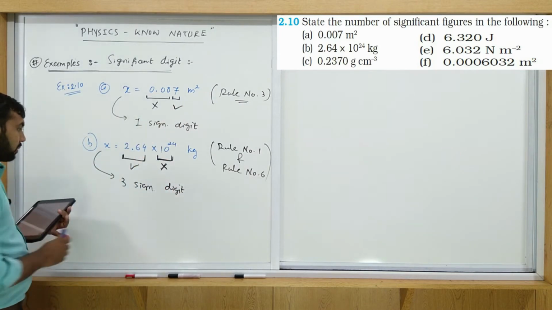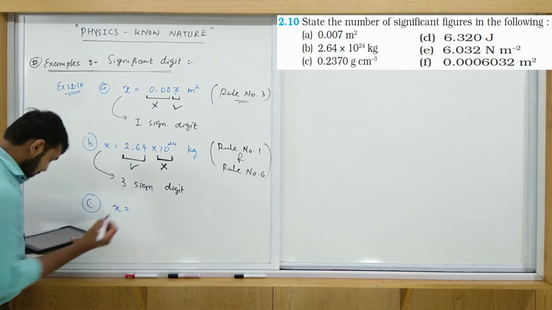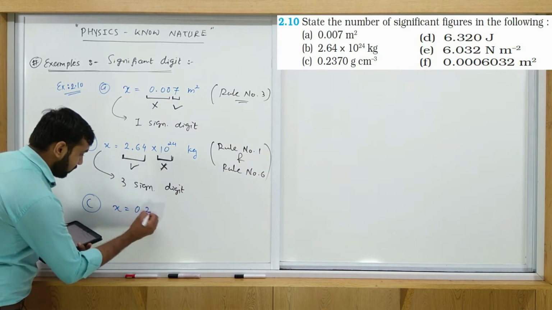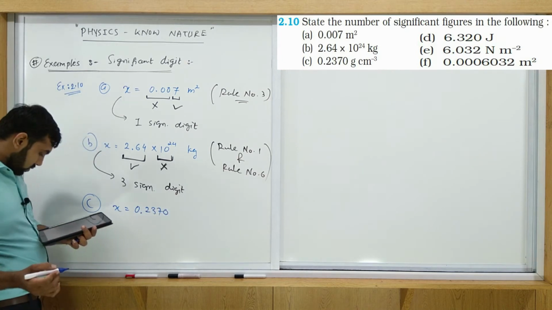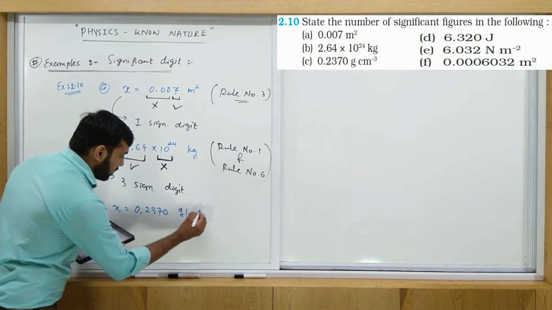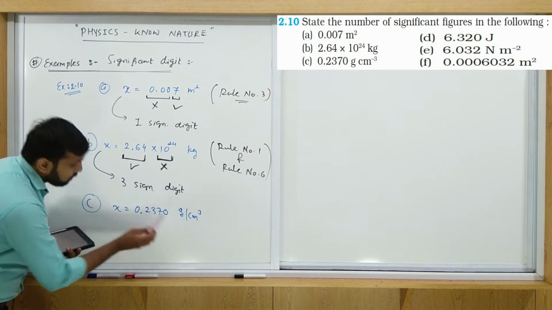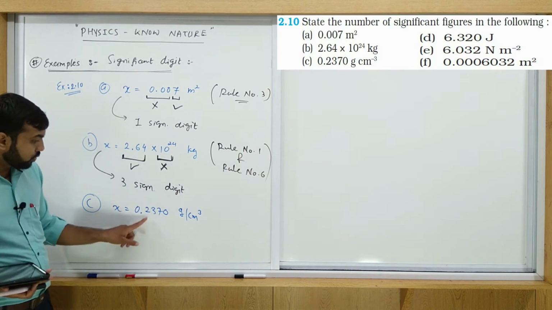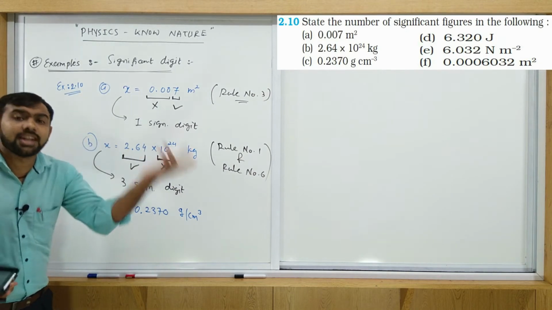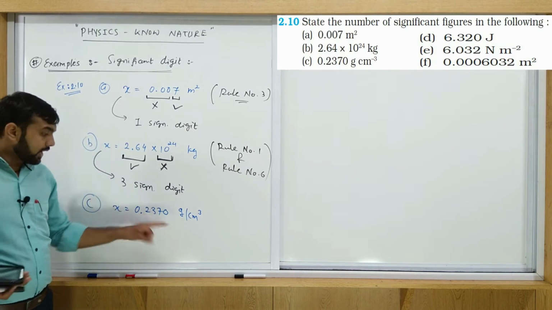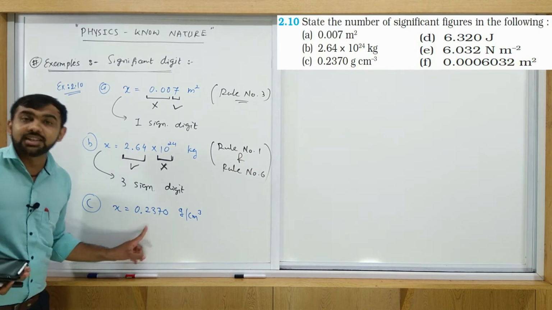What is the third problem? See here. x is equal to 0.2370 gram per centimeter. This type of data is given to us. How many total numbers do we have? 1 2 3 4 5. Left hand side 0 is not counted as significant. For right hand side 0 we have two rules. First rule: if a decimal is not present, the right hand side 0 is non-significant. If a decimal is present, it is significant.